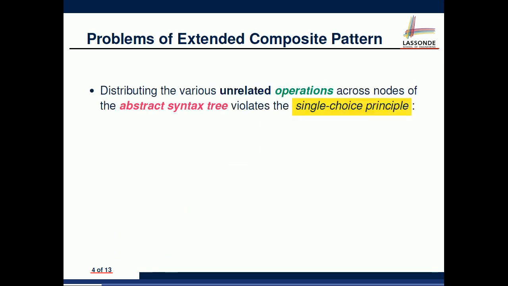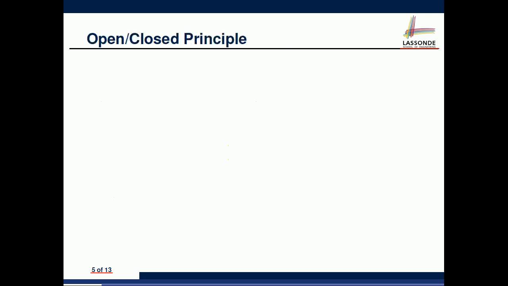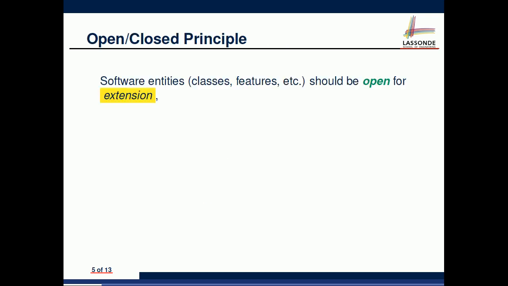Single choice principle is not violated here, sorry, but cohesion is. Now we also talked about the open-close principle. Basically, it means that as a developer, for your system, you decide which part should be open for changes and which part should be closed to changes. You have to make that decision. Whatever decision you make, there's no right or wrong, but commit to it.